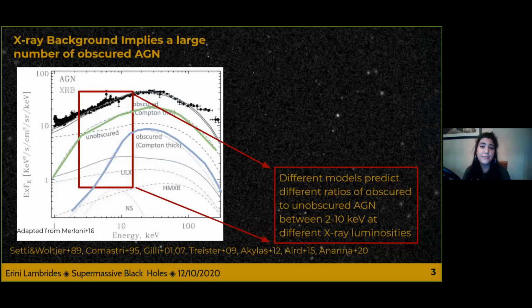And when you look at the X-ray background, AGN are a bulk contributor to the unresolved X-ray emission, and different X-ray background models predict different ratios of obscured to unobscured AGN. Despite the fact that there are different ratios in these different models, they all kind of agree that there is a large number of obscured AGN at many X-ray energies. Also, there's a lot of Compton thick AGN. So this is heavily obscured AGN.